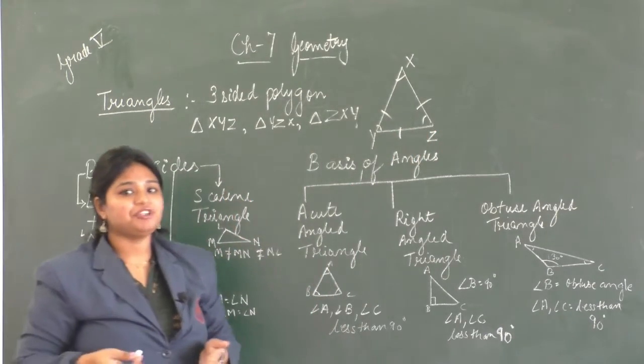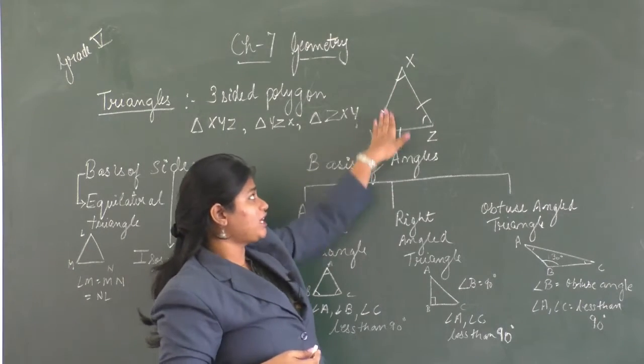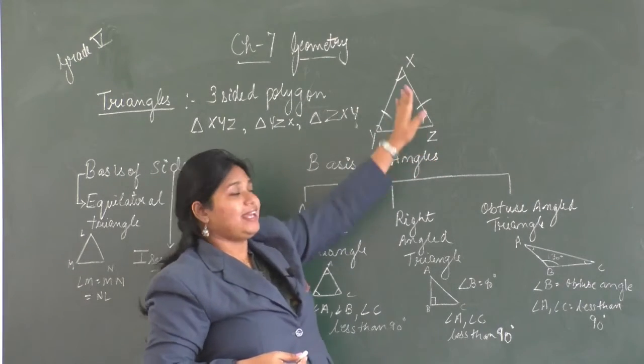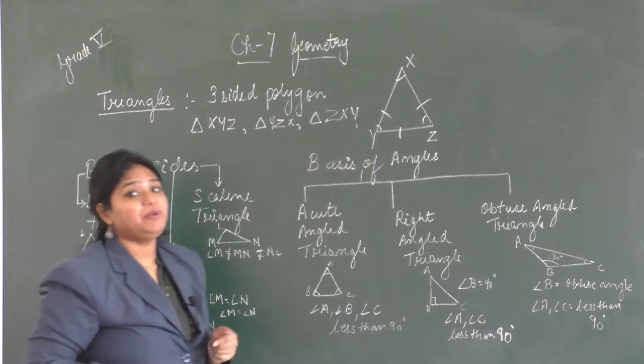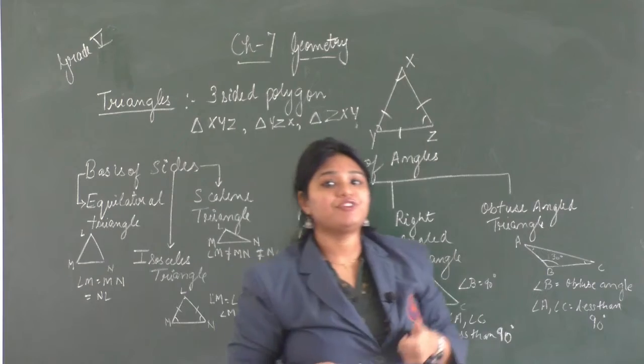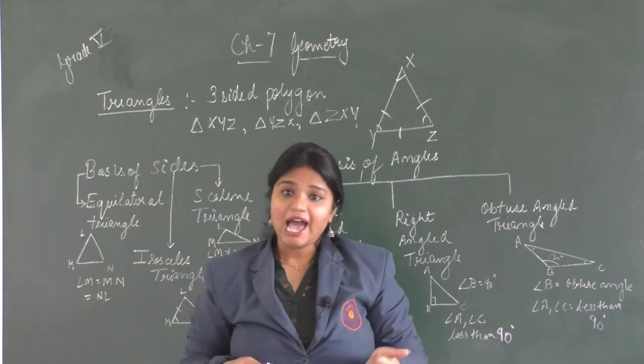Now when you are naming a triangle, you can name the triangle in any order. So you can name it as XYZ or YZX or ZXY. The next topic that we learned was how we can classify triangles on the basis of their sides and on the basis of their angles.